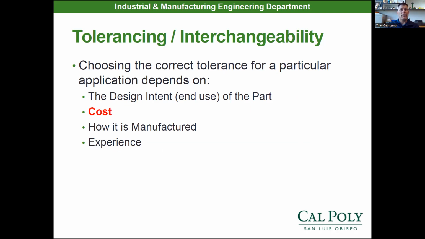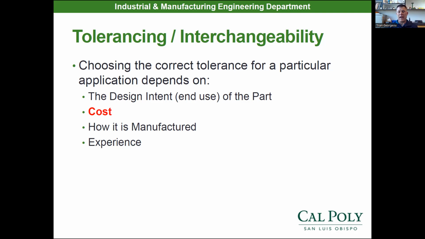Number two, a really important one, is cost. Cost is definitely important for choosing tolerance. If you're going to be producing a low-cost product, you don't want to have a lot of high tolerance features on the part. It's going to be very expensive to produce. You might not be able to sell it for the low cost that you've intended. I think you understand that one at this point.